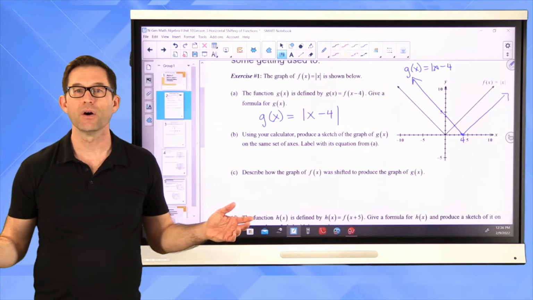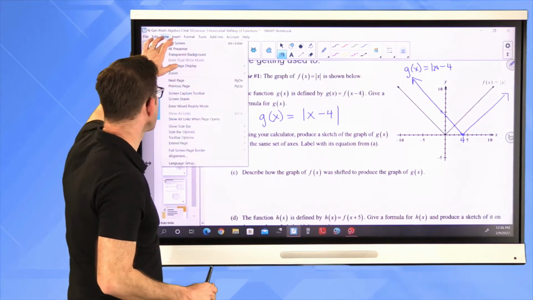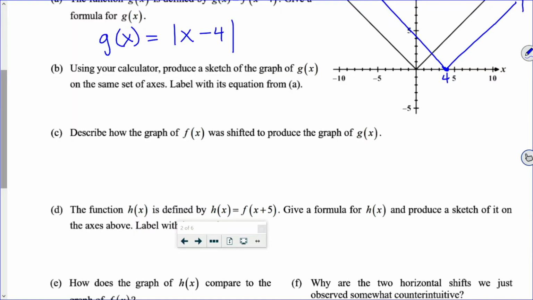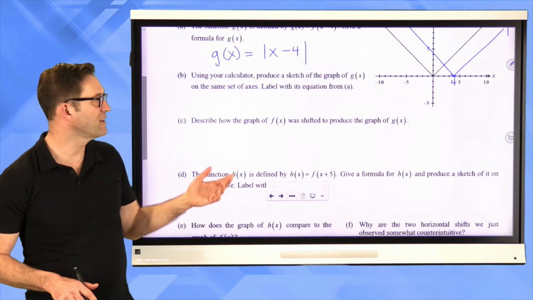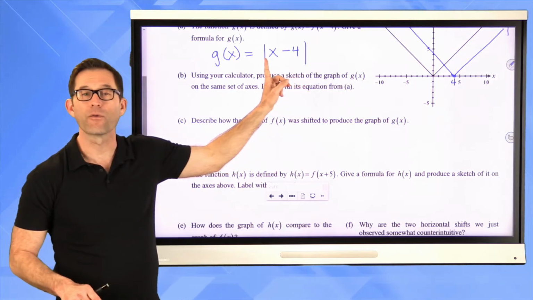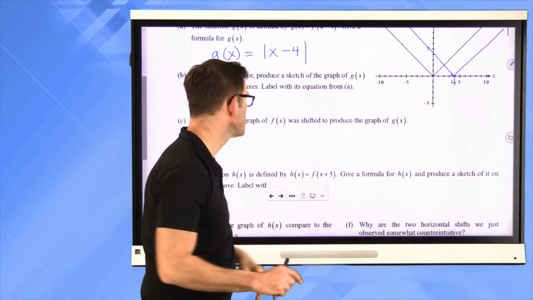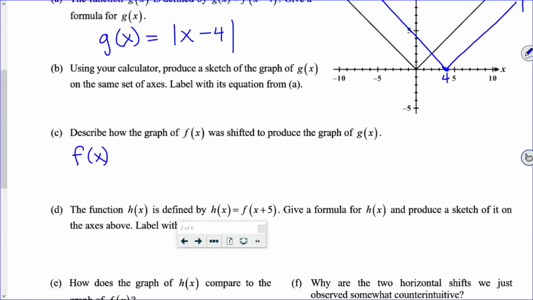All right, so simple enough. Now let me go back into my full screen. Important, letter C. Describe how the graph of f of x was shifted to produce the graph of g of x. Well, it's really cool. By subtracting 4 from the x before taking the absolute value, I have shifted the graph 4 units to the right. F of x was shifted 4 units to the right.